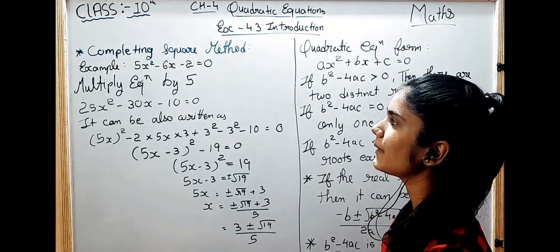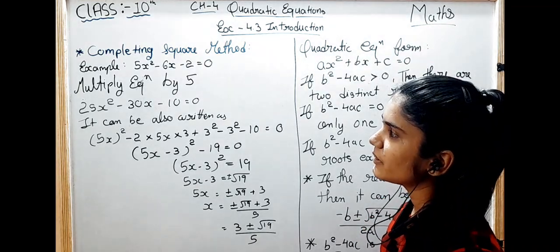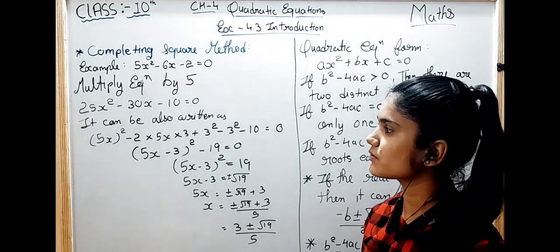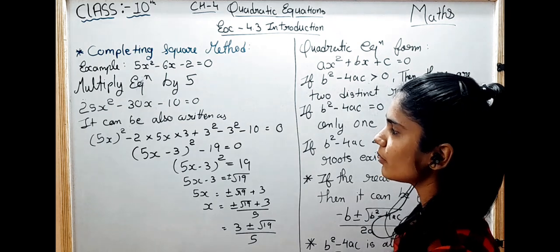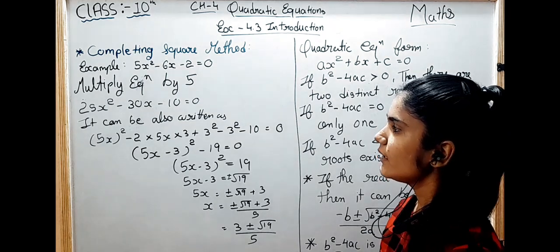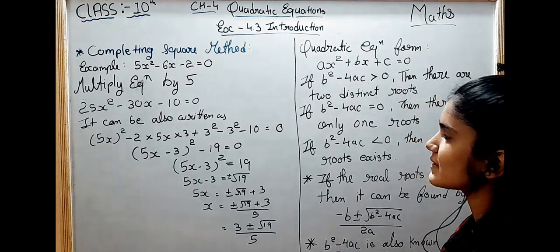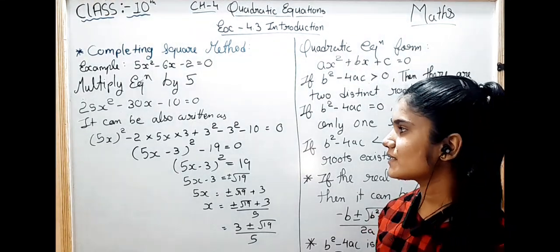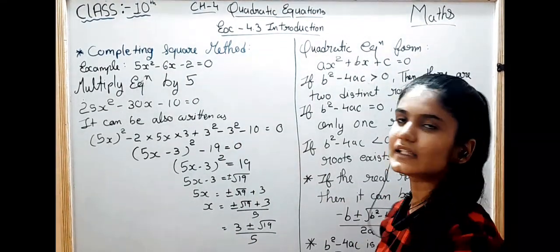0, and we have multiplied it by 5. And it comes out to be 25x square minus 30x minus 10 is equal to 0. And it can also be written as 5x whole square minus 2 into 5x into 3 plus 3 square minus 3 square minus 10. For completing the square, we have used addition and subtraction of 3 square.